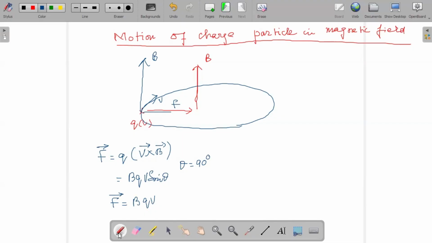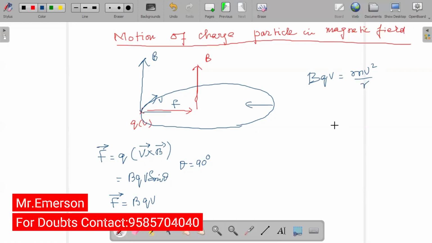What is the consequence of the force? This force is acting towards the center. We know the force acts perpendicular to the direction of the particle. This force makes the particle move in a circle. It provides the centripetal force, which is BQV equal to mv squared by r. It provides centripetal force, so it is clear.